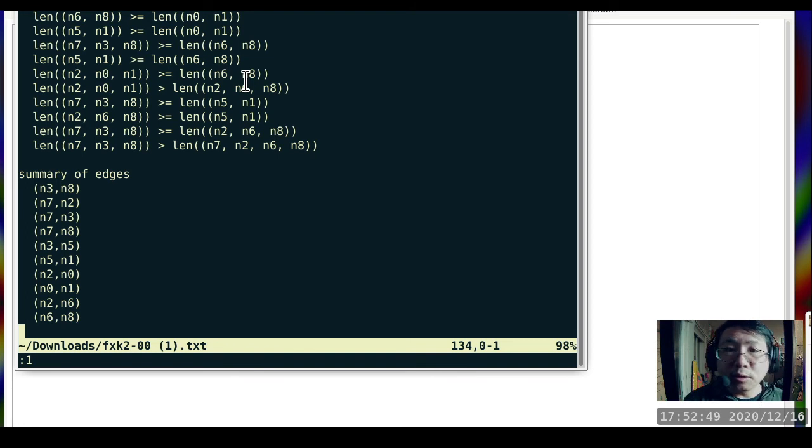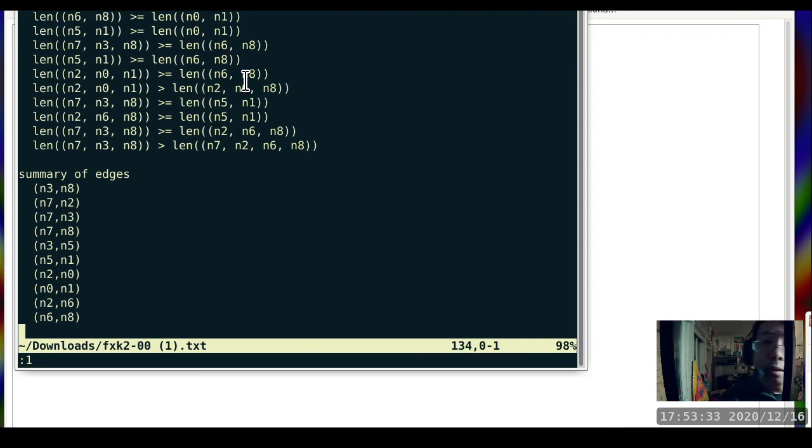All right, so N2 goes to N0, and N0 goes to N1. So I'm drawing the picture on the side, and then N2 goes to N0. N2 also goes to N6. N6 goes to N8. Okay, we got that. N2 goes to N6. Okay, N0 goes to N1. I'm just double checking, reading from the bottom up. N2 goes to N0.